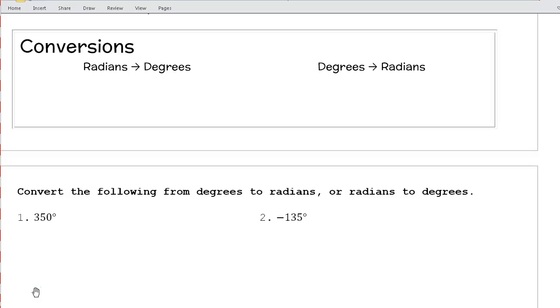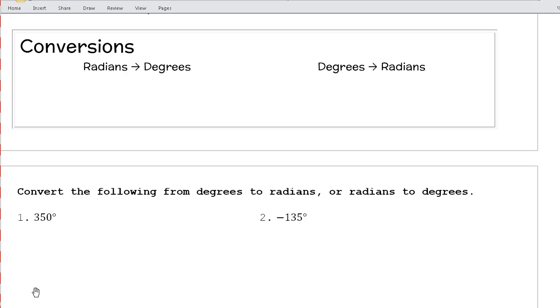This is Mr. Martin. This is video number 2 for Unit 5. We're talking about the unit circle, and we're going to start talking about converting between angle measures. So we have two different ways to measure angles. We can measure them in degrees, which we've been doing for a long time, or we can measure them in radians.